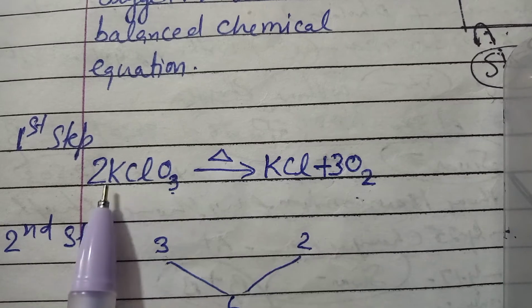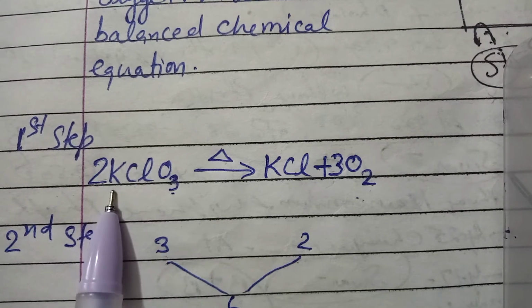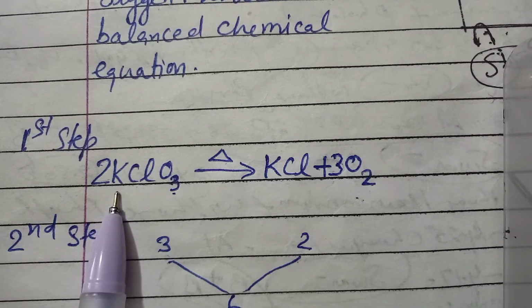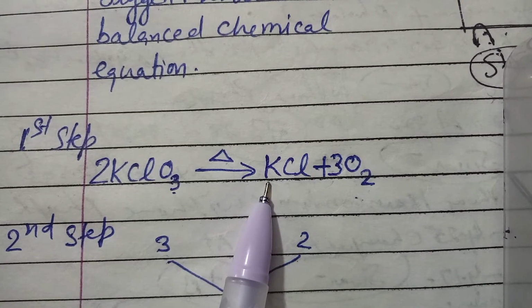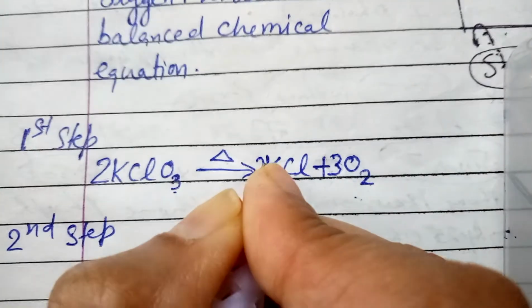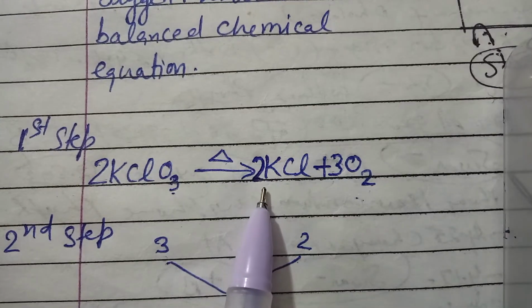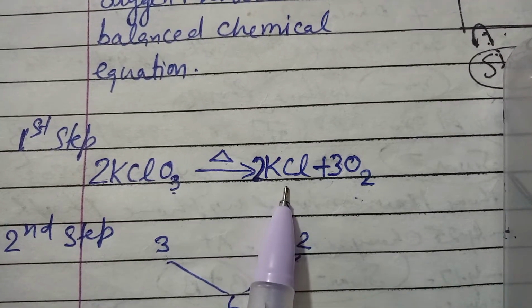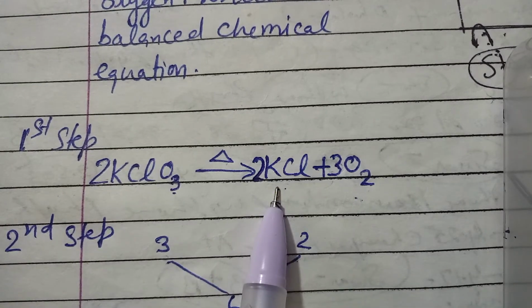Next we will check potassium and chlorine turn by turn. First of all, I am checking potassium. On the reactant side, how many potassium atoms are there? 2. On the product side, 1. So I will put coefficient 2 on the product side. By doing so, potassium is balanced: 2 on the reactant side and 2 on the product side.